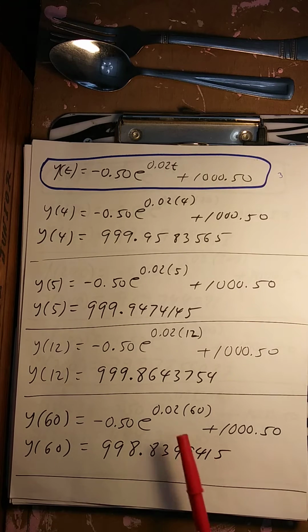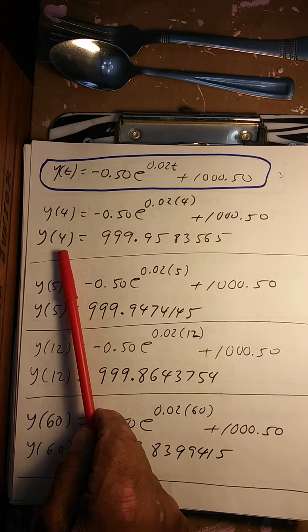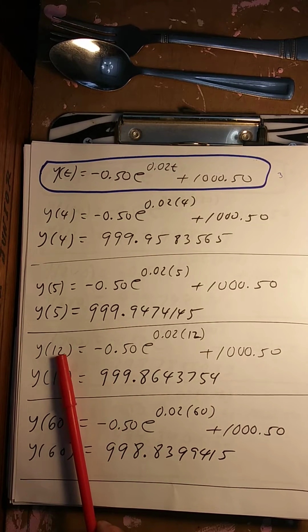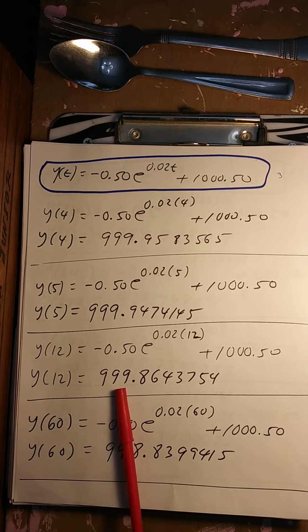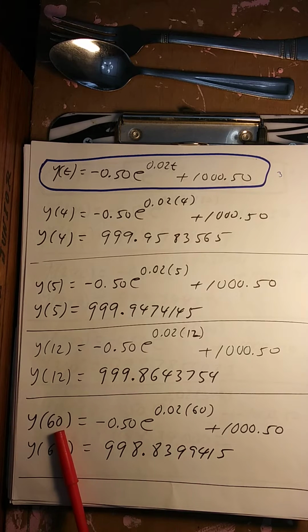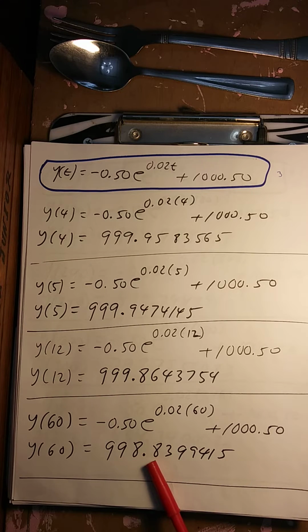So now, let's keep going. 4 payments, you've made 4 payments so far. 4 months have gone by, you made payments of $20.01. So now it's this number. At 5, it's this number. 12, 1 year later, you owe $999.86. You still owe that much money. Then 60 months go by. That's 5 years later. 5 years later, you still owe $998.83, whatever. Keep going. Let's keep going.